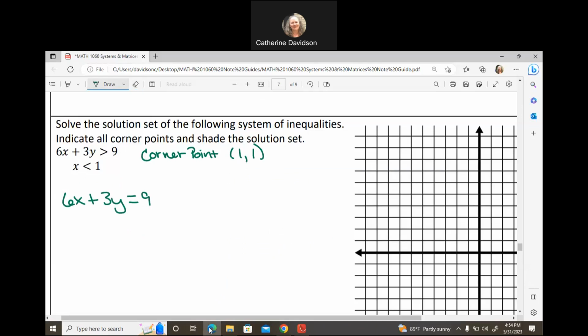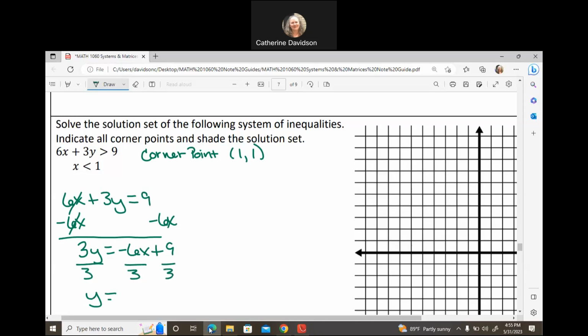So we're going to take the first equation and we're going to solve for y. We're going to move the x term first. So then we're left with 3y equals negative 6x plus 9. From there, I'm going to divide each one of these by 3. Negative 6 divided by 3 is negative 2. 9 divided by 3 is 3.